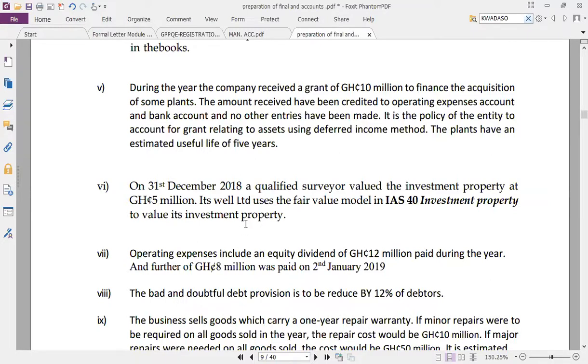So that is it. When you go to your financial position, you record investment property at the fair value at the end of the reporting period. That's 5 million. Now let's go to note 7. Note 7.